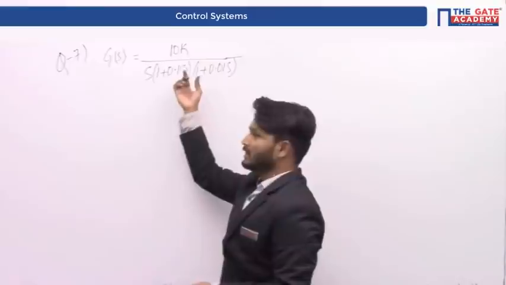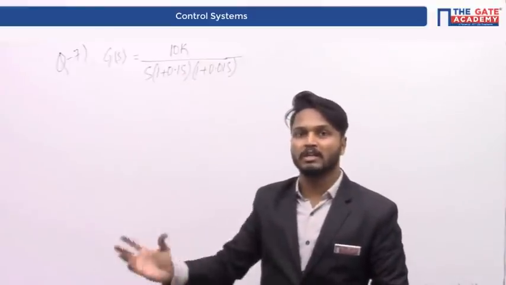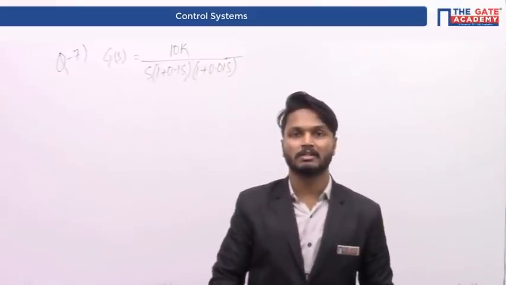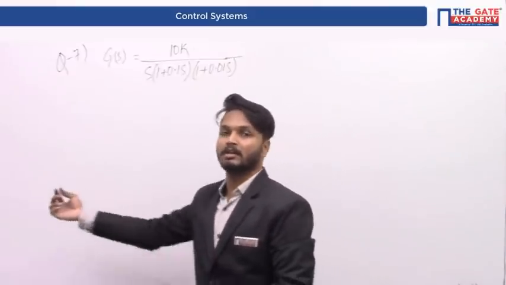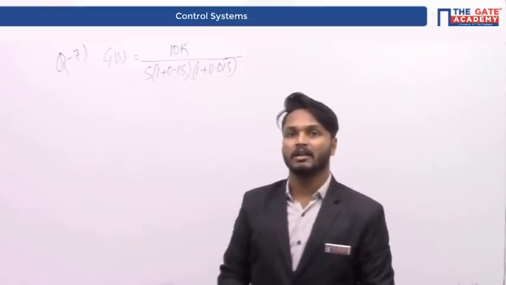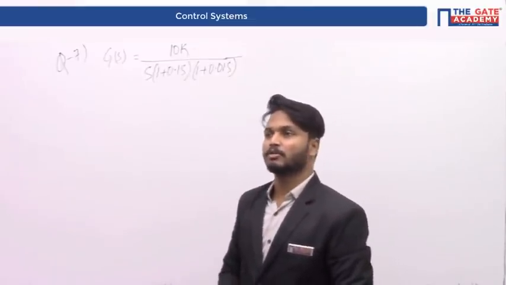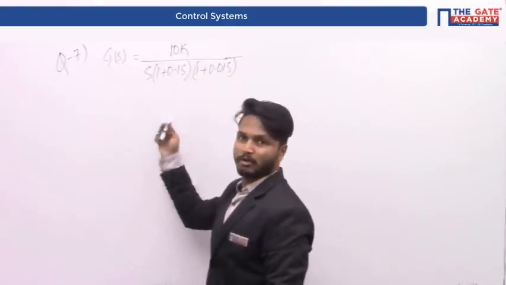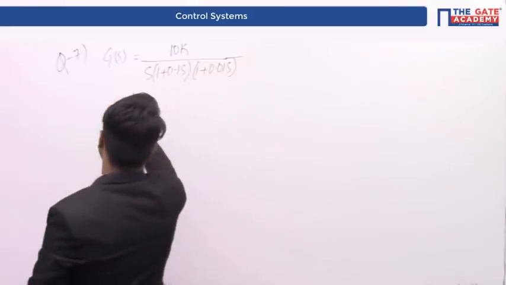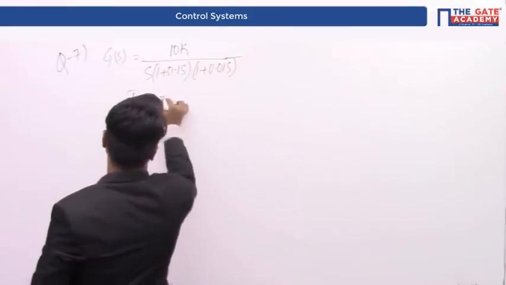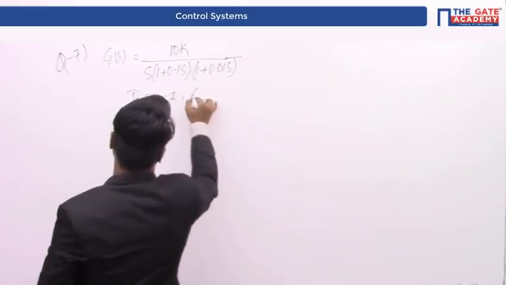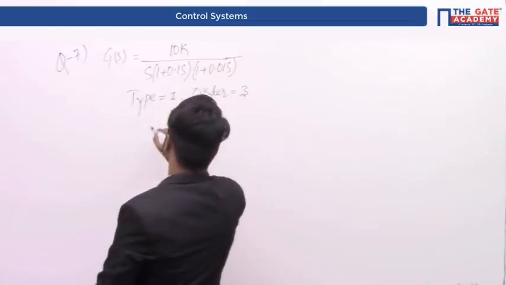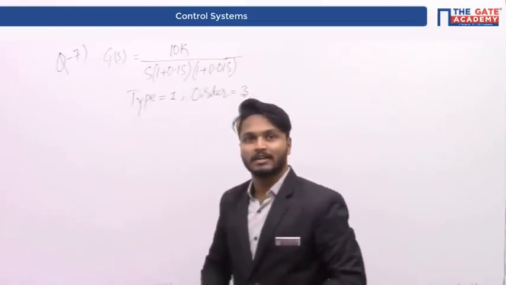The intention of giving K here is to indicate that upon varying the value of K, the plot for positive frequencies or else the negative frequencies is going to intersect the real axis at different locations, but it is not going to affect the nature of the plot. The nature of the plot is affected only by type and order of the system. Therefore, type of the system is 1 and order of the system, it is clearly evident, is equal to 3. Type is 1 and order is 3.